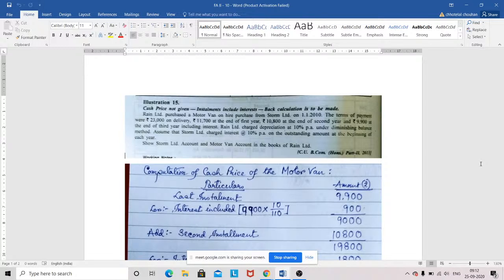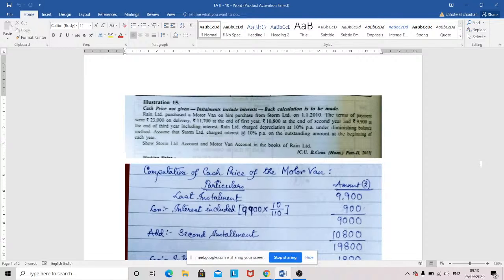ওকে, এই তিনটে ইনস্টলমেন্টের মধ্যে ইন্টারেস্টটা ইনক্লুড করা আছে। So we don't need to charge interest separately. Now, Rain Limited charges depreciation at the rate of 10% per annum under diminishing balance method. Assume that Strom Limited charges interest at the rate of 10% per annum on the outstanding amount at the beginning of each year. So the rate of interest is 10%, nothing tough in it, and the depreciation is 10% under diminishing balance method. Show the Strom Limited account and the motor van account in the books of the Rain Limited.